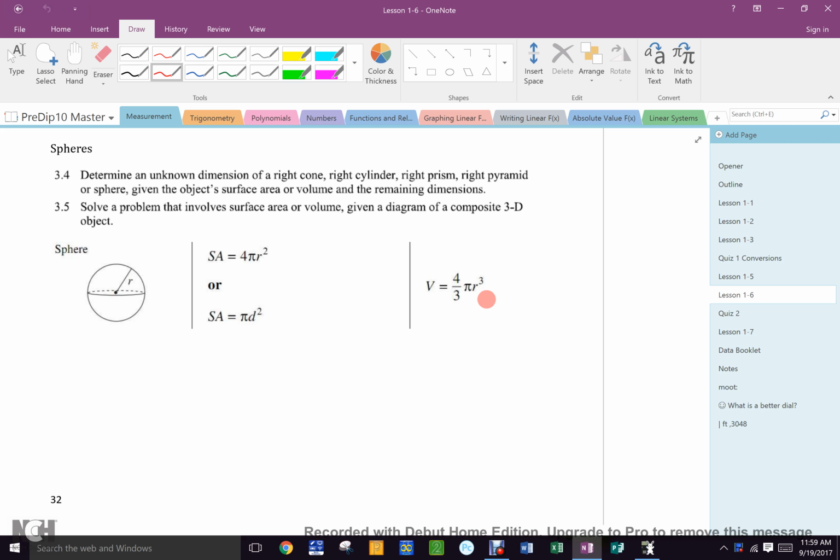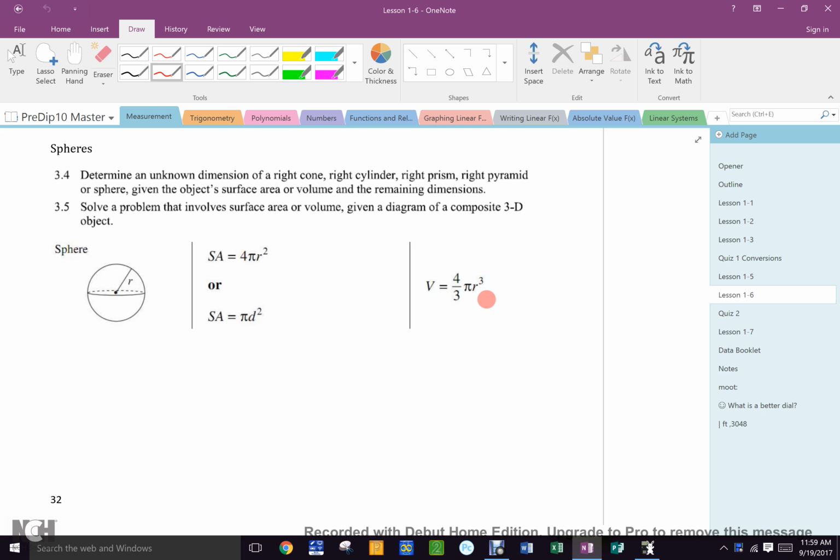I don't like to lump spheres in with prisms and pyramids because they are very different things. A sphere does not have a two-dimensional representation. You cannot draw it as a net like you can with prisms and pyramids. So I give them their own thing.